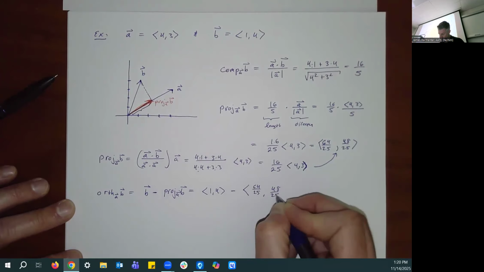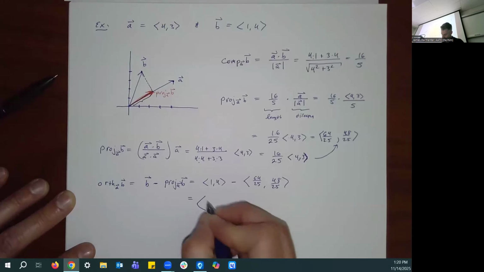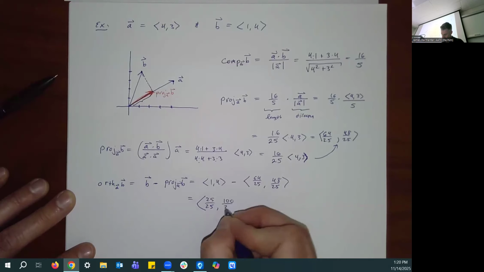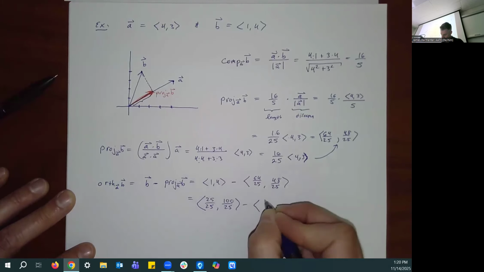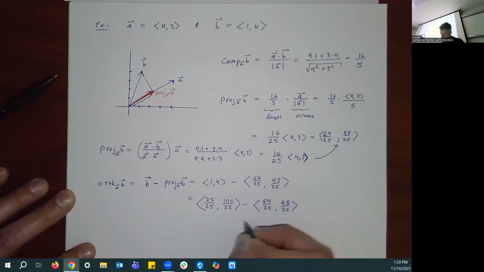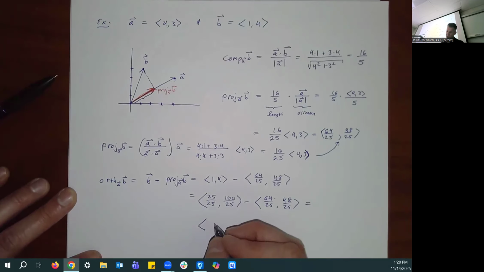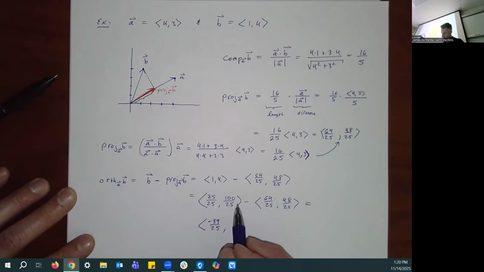I probably want a common denominator here. So let's say we've got 1, which is 25 over 25, comma 4, which is 100 over 25, minus 64 over 25 and 48 over 25. So we get a vector that's going to be 25 minus 64, which is negative, what, 49, I think? No, 39? Yeah, 39. Negative 39 over 25, comma 100 minus 48 is 52.